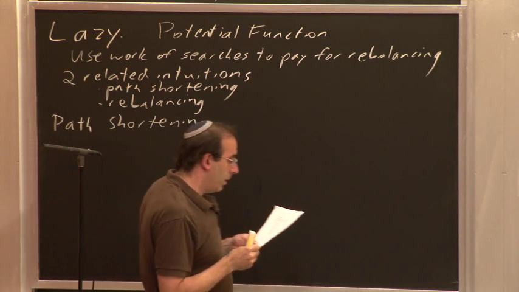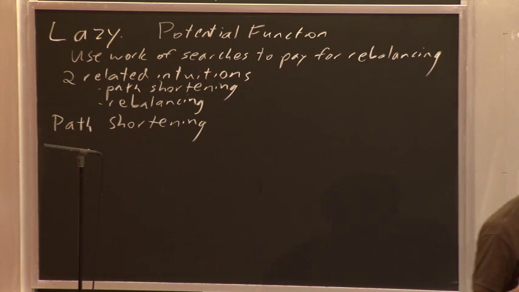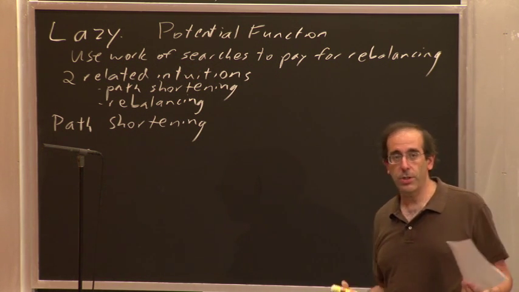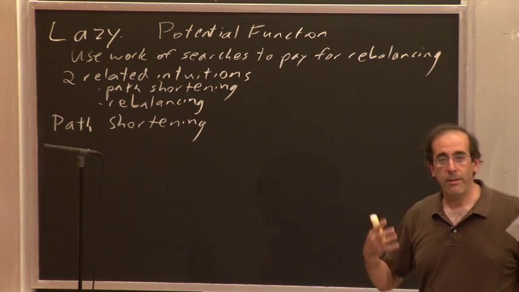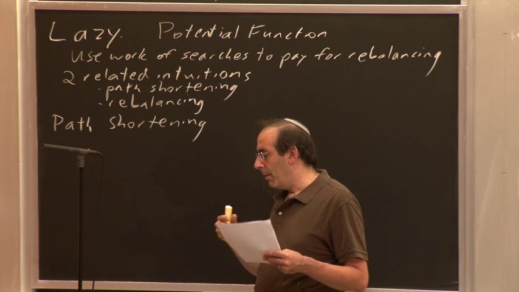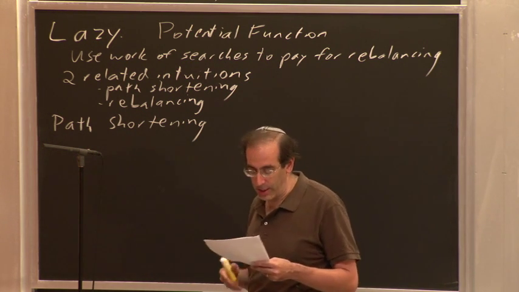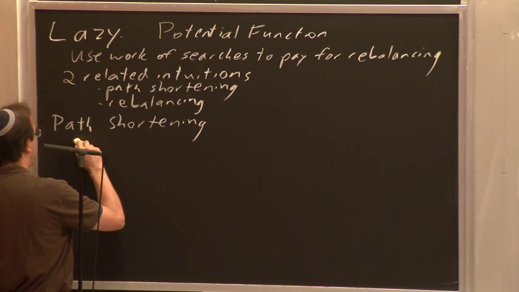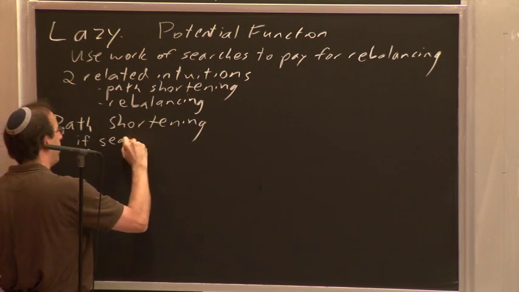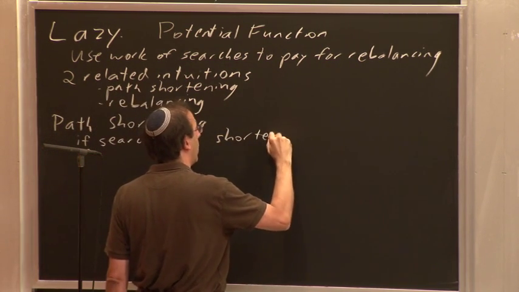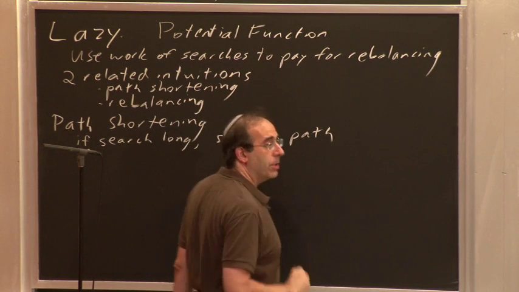As I said, splay trees don't try to stay in balance. Instead, they wait until you do a search that takes a large amount of time, and then they fix the data structure to pay for the work that they just did. So what does that mean in a splay tree? It means that if a search is long, then we should shorten the path that we took on that search.